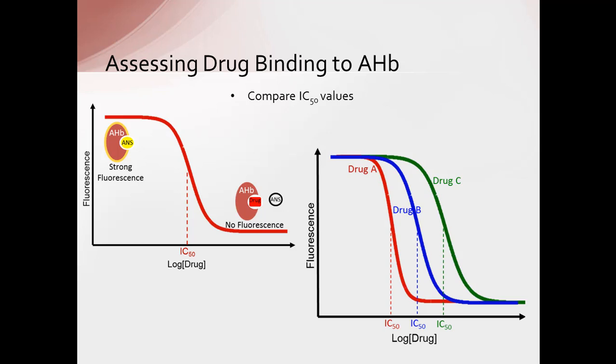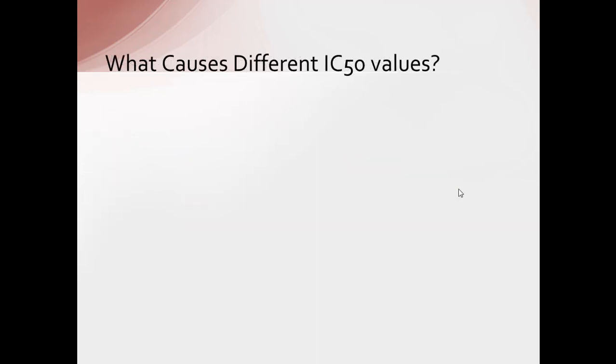So in order to thoroughly analyze the different drugs, we will be discussing today what causes those IC50 values to be different, as in why a drug might be a better binder than others. And then I'm going to walk you through just how you obtain your dose-response curve. Alright, so what causes those differences in the IC50 values? Why might a drug have a lower IC50 value than a different one?